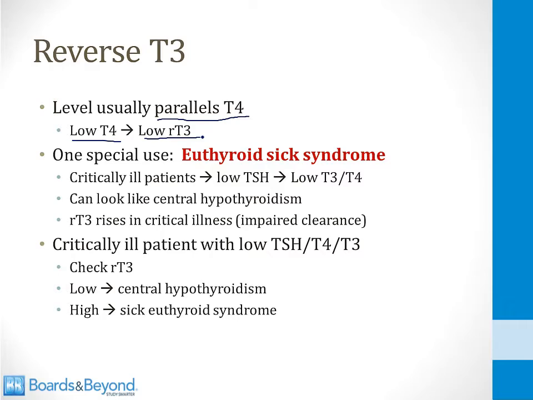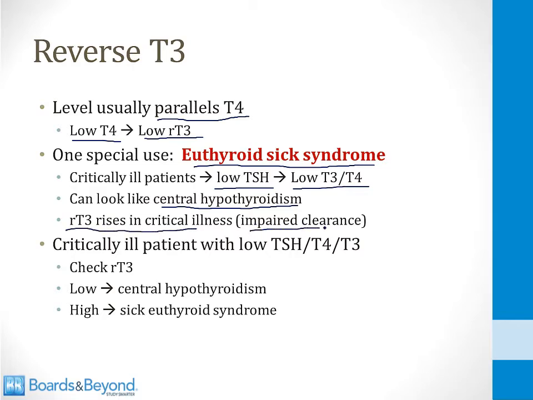The one exception to that is something called the euthyroid sick syndrome. In patients who are critically ill, they can develop a low TSH related to their critical illness. It is not due to a central or primary problem with the thyroid gland. This will lead to slightly low T3 and T4 levels, and this can look just like central hypothyroidism. It can have the same blood test pattern that we saw in those patients who had tumors of the pituitary or the hypothalamus. The one difference is that reverse T3 rises in critical illness.